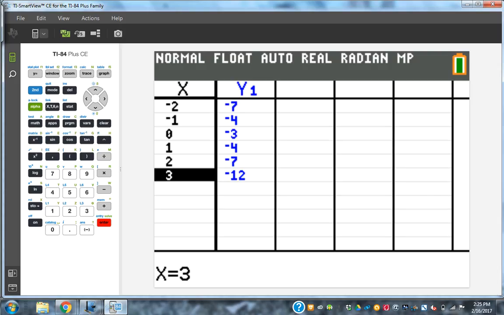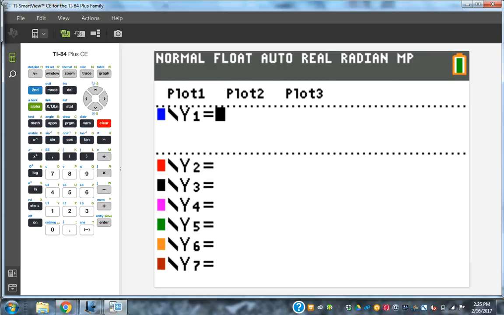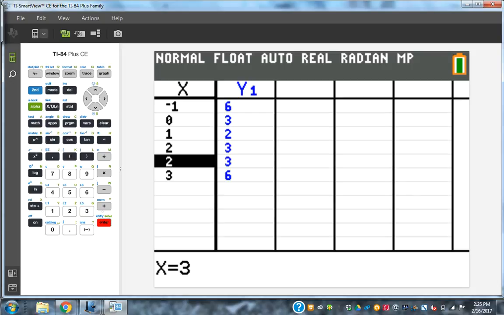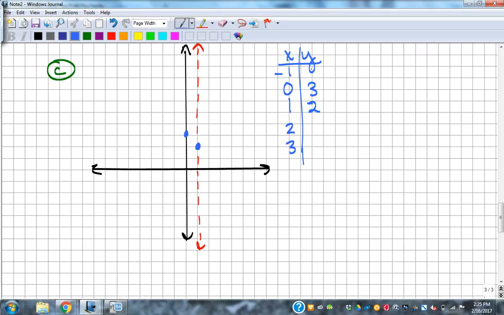So I would go to my graphing calculator, and this is where I'd type in that equation, parentheses, x minus 1 squared, and then plus 2. And I'm going to go to my table and use -1, 0, 1, 2, 3. So 6, 3, 2, 3, 6.